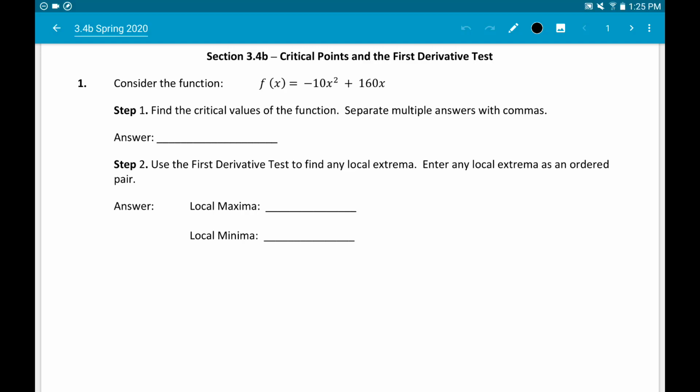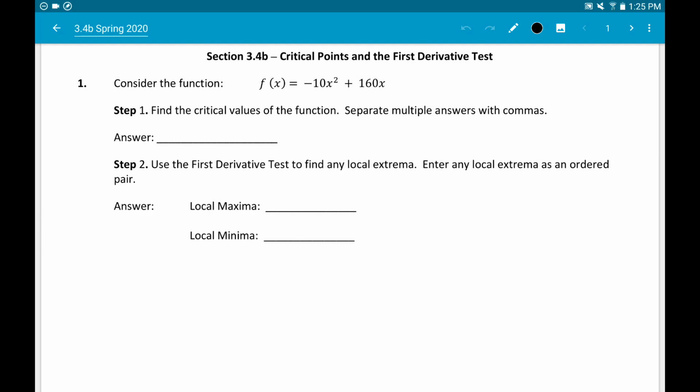Hello everyone. We'll now look at section 3.4b, critical points in the first derivative test. So this is sort of an extension onto what we were doing in 3.4a. A lot of the process is the same. You have a couple little extra steps at the end, which we'll get to.